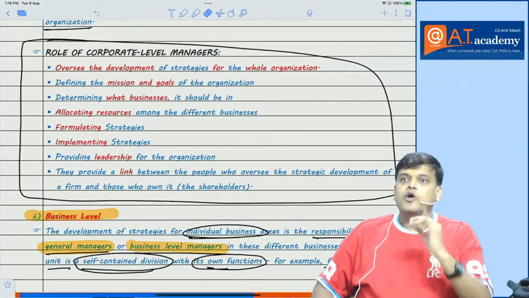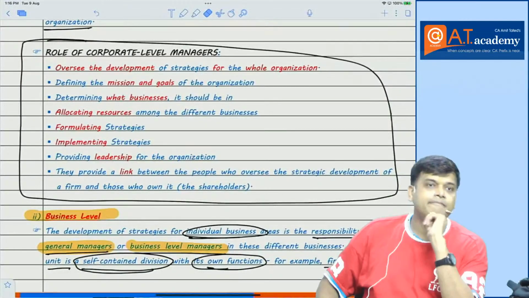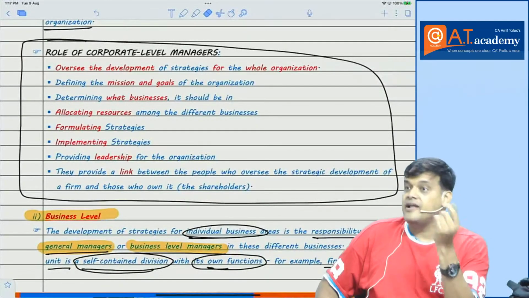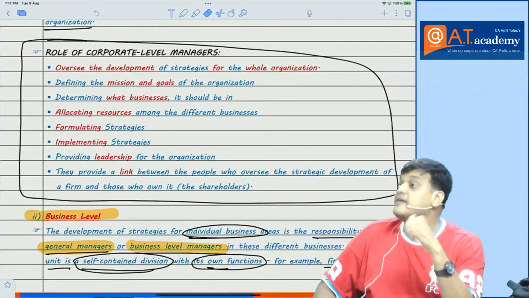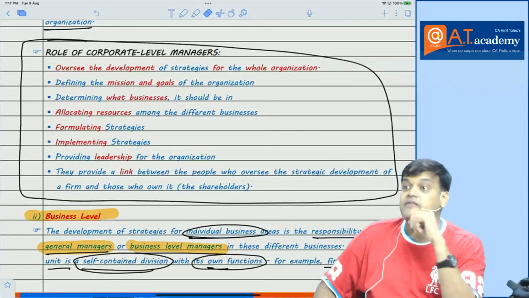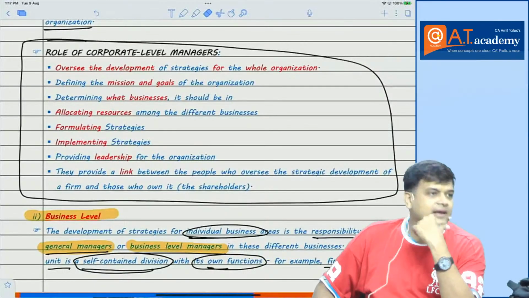Everybody clear? Who will give mission and goals to the company? Corporate level. Who will develop a mission for the company? Corporate level. Who will give goals and objectives? Corporate level. Is it clear?